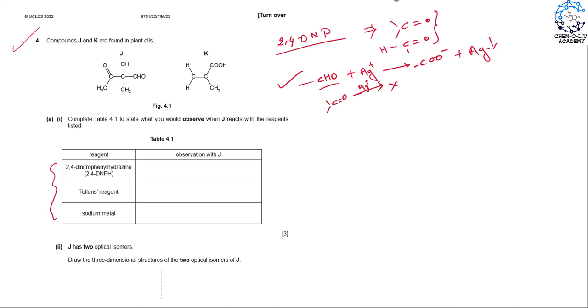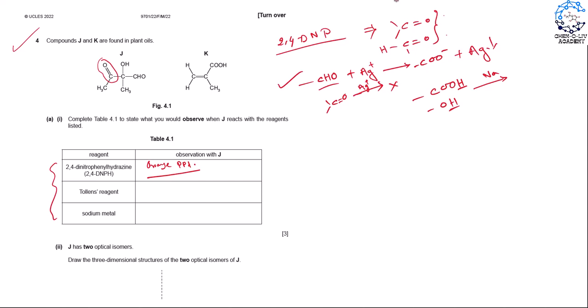Next is sodium metal. Sodium metal does not react with aldehyde or ketone. It does react with the COOH group or the OH group. It's going to displace the hydrogen of either COOH or OH by sodium. So let's now conclude the answers. Observation with J, 2,4-DNP: there will be an orange precipitate. Why? Because there is a ketone group. So this ketone group is going to give a positive 2,4-DNP test.